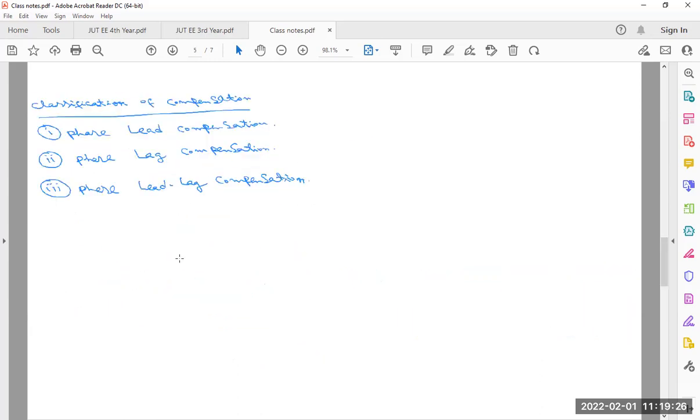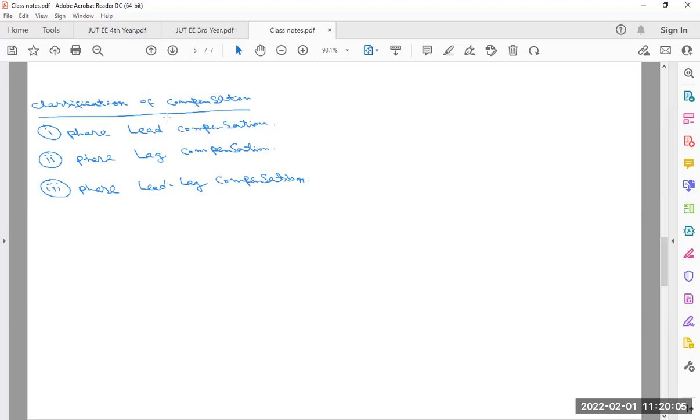Next, this is another part. This is the main question of this chapter: what is the classification of the compensation circuit? According to that, we have to design 3 types of compensation network in our control system for stability purposes. First one is the phase lead compensation circuit, which we started in previous classes and continue in this part also. Number 2 is the phase lag compensation network circuit. Number 3 is the phase lead-lag compensation circuit.